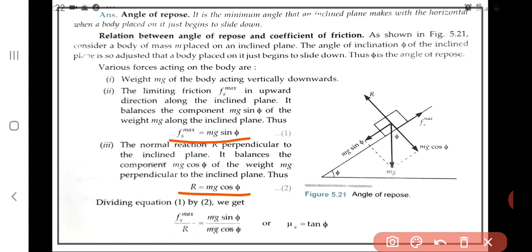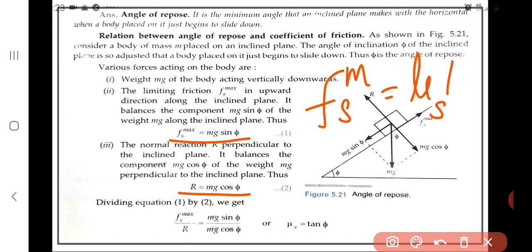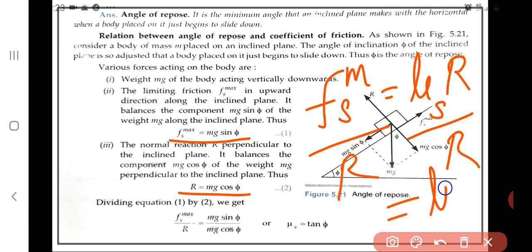So we divide equation 1 by equation 2. Right hand side is mg sin phi by mg cos phi. As you know, mg will get cancelled and you have sin phi by cos phi, which is tan phi. Now coming to the left hand side, Fs max by R. You know what Fs max is? Fs max is nothing but mu s into R, where mu s is the coefficient of static friction and R is the normal reaction. So Fs max by R means mu s R by R, that means it becomes mu s.